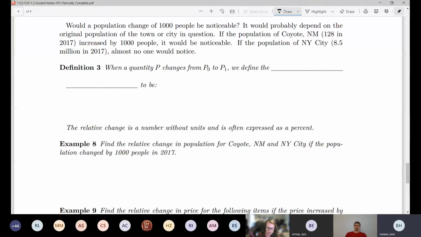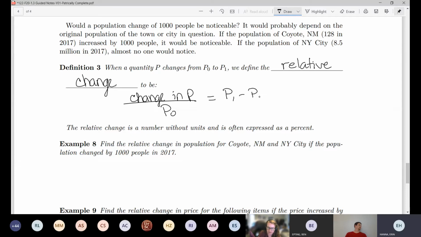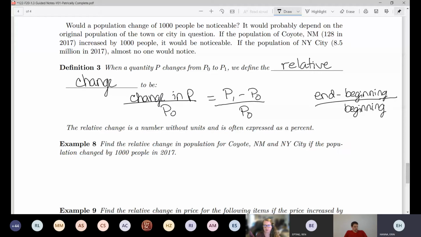So when you have a quantity P that changes from P naught to P sub 1, we define the relative change to be the following: change in P over P naught. Or you can think about this as the actual calculation, P sub 1 minus P naught over P naught. And I find that a lot of people will also say to themselves, end minus beginning over beginning, because they get bogged down in the little zeros and the little ones. Whatever floats your boat.